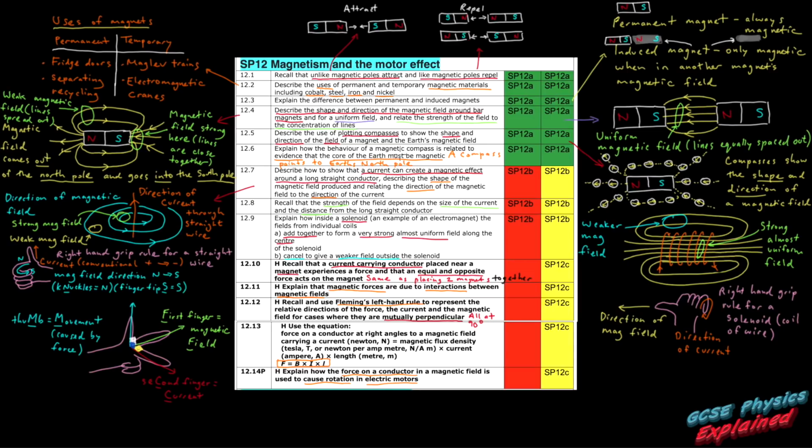Explain how the behaviour of a magnetic compass is related to evidence that the core of the Earth must be magnetic. Well, basically, a compass points to Earth's North Pole. That'll get you 2 marks.